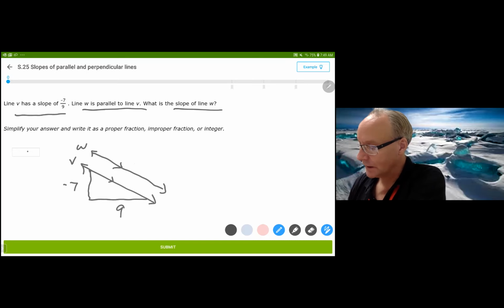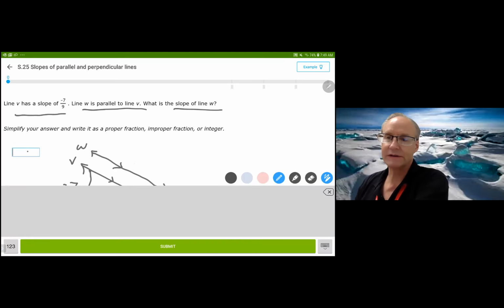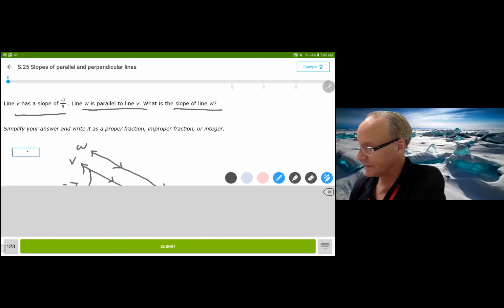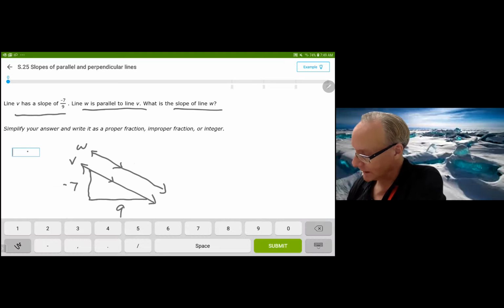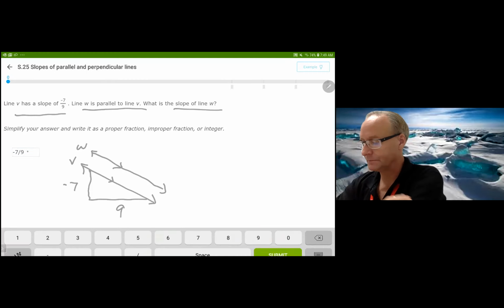Not that exciting, but what I don't want you to do is just memorize the rules for no good reason. You want to think about what's actually happening. So we're looking at -7/9, of course. And that's it.